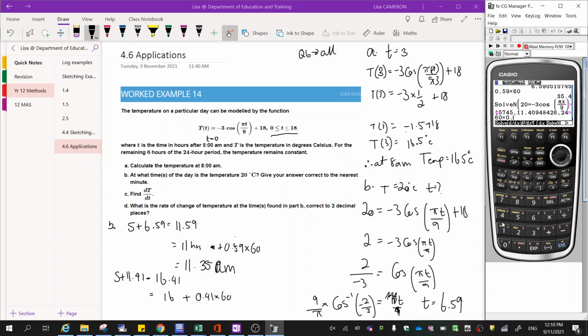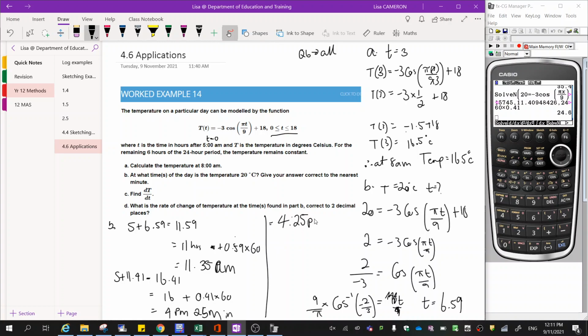60 times 0.41 to work out how many minutes are made up of 0.41 of an hour. So that's going to be 24 minutes. So 16 in 24-hour time is going to be 4 p.m. and 25 minutes if I round. So if I write that out nicely, it's 4:25 p.m. So that's when I'm going to have the second time where the temperature hits 20 degrees Celsius.